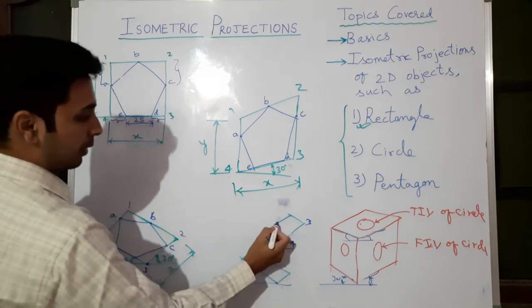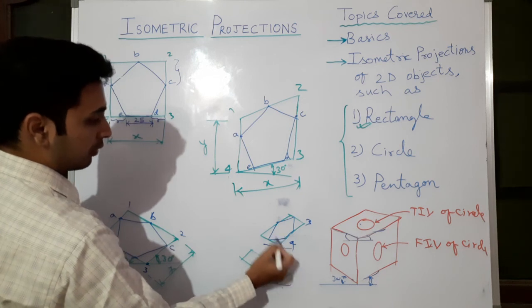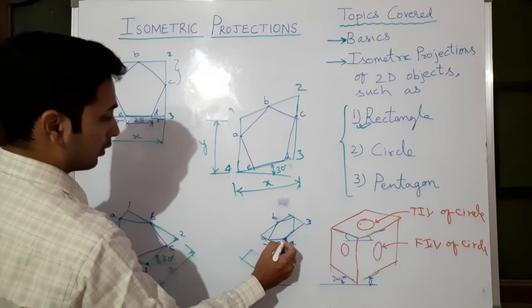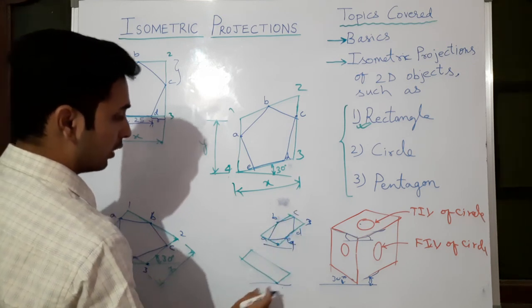If it is this diagram, then the pentagon will come like this. All these measurements we will take. This will be B, A, okay, like that.